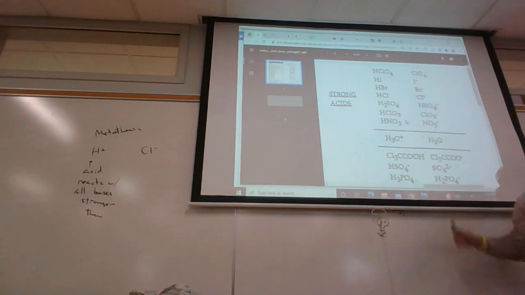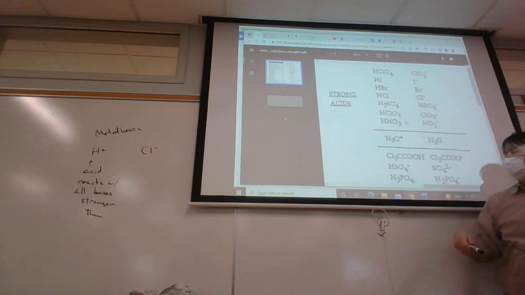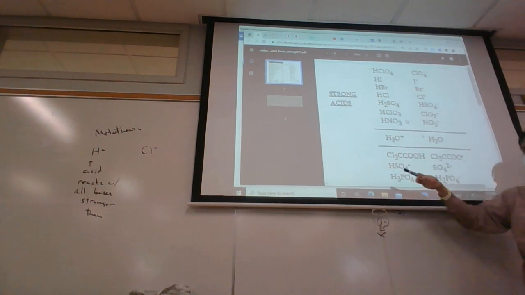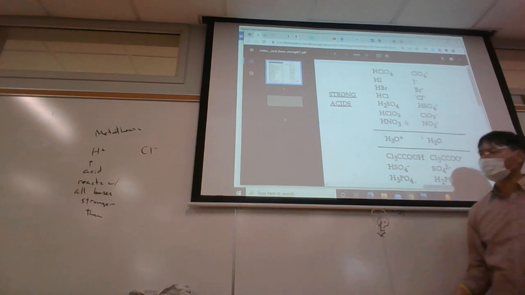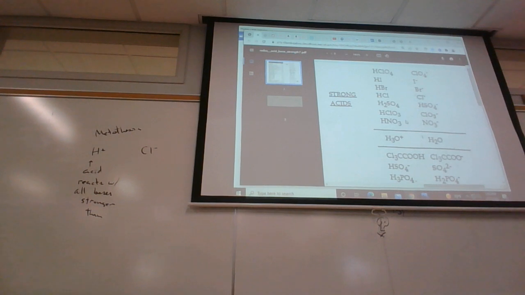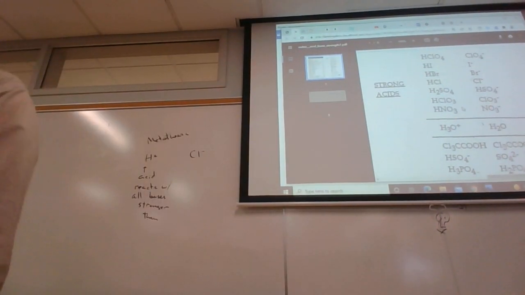The leveling effect means this, that all of these will react with water. And they'll react with water to produce hydronium or H+. H+ is just short for hydronium. In fact, H+ doesn't even really exist in nature. So when I write H+ like this, I really mean hydronium. But I don't want to write the hydronium formula out all the time because it's just a pain. The reason why H+ doesn't really exist stably is because of this.